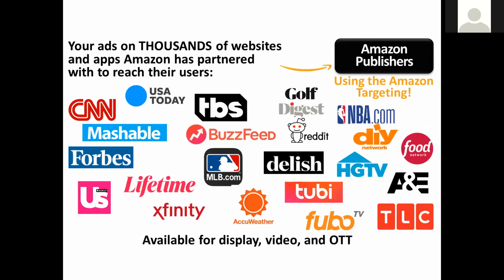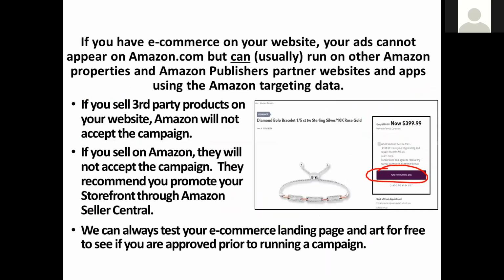So your ad is going to appear on thousands of websites and apps that have partnered with Amazon to reach their users. These are those publishers I was telling you about, and it's going to use all of that Amazon targeting that we were talking about. And the type of publishers, those ComScore 100 publishers I was telling you about: HGTV, Reddit, TBS, Mashable, Forbes, Xfinity, AccuWeather, CNN, USA Today. All of this is available for display, video, and OTT.